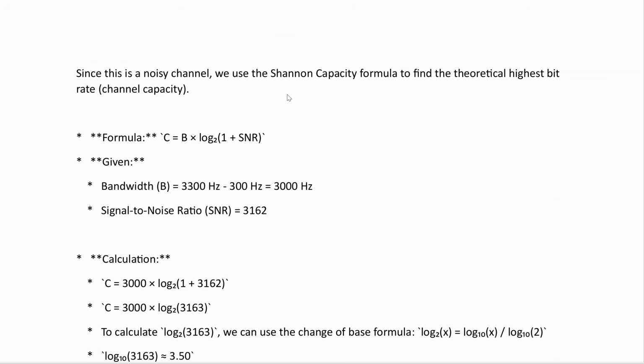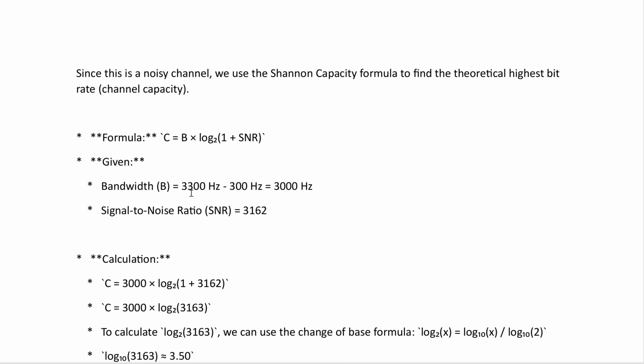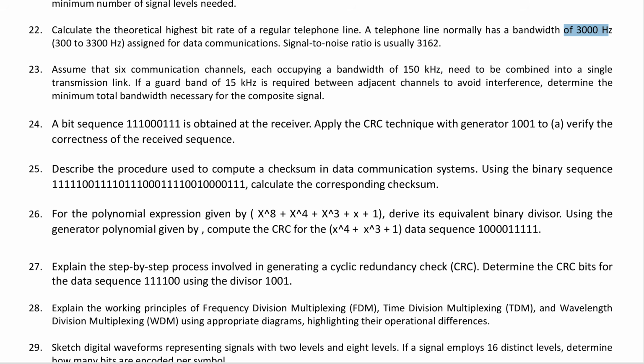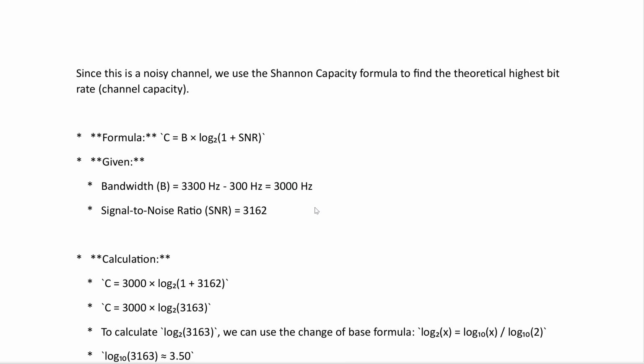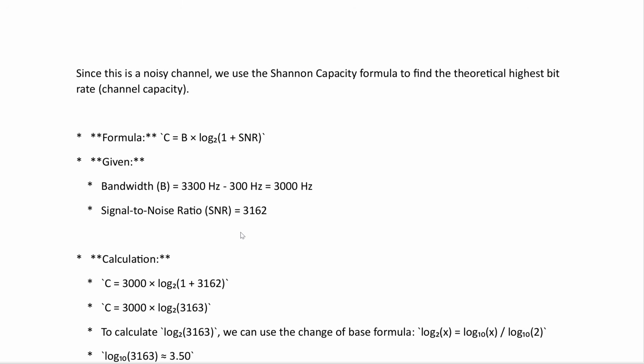So since this is a noisy channel, because a telephone line is a noisy channel, we use the Shannon capacity formula to find the theoretical highest bit rate. The formula is C, the highest bit rate that we need to determine, equal to bandwidth B into log 2 of 1 plus signal to noise ratio. Bandwidth is given to us as 3000 hertz, that is 3300 minus 300. So the value of B is 3000 hertz. Signal to noise ratio SNR is also given to us as 3162, right?